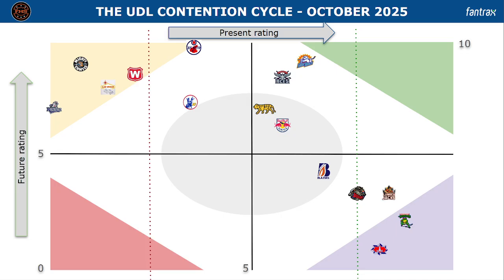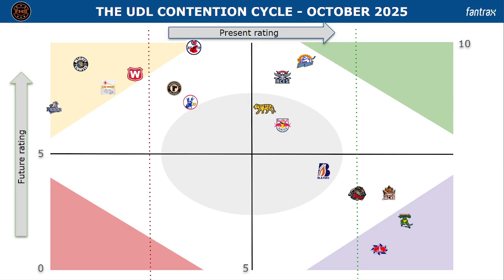So that improved part of his present rating. That pushed him from slightly above average to a little bit more above average. But the bottom line is that Will managed to both improve his future rating quite a lot and improve slightly his present rating. So that's, I think, good business done by the Solar Bears.